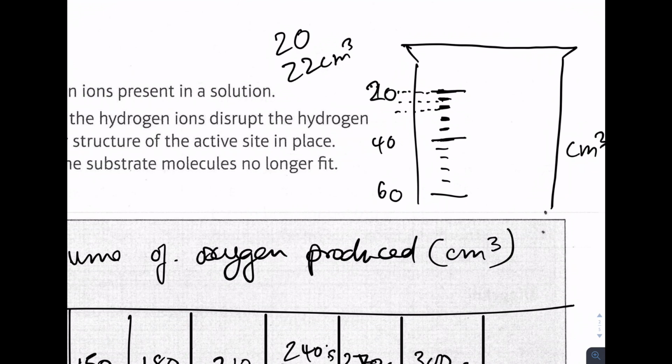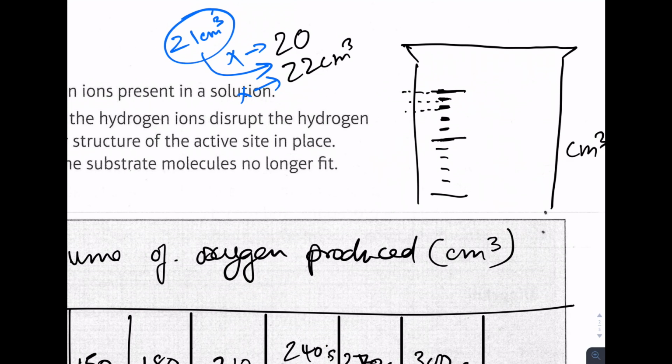However, you should also be able to go one step further and be able to say, if it's not 20 and if it's not 22, the level of accuracy that you need is to be able to say, well, if it's not here and if it's not here, then if it falls anywhere in the middle, you should be able to call that 21 centimeters cubed.